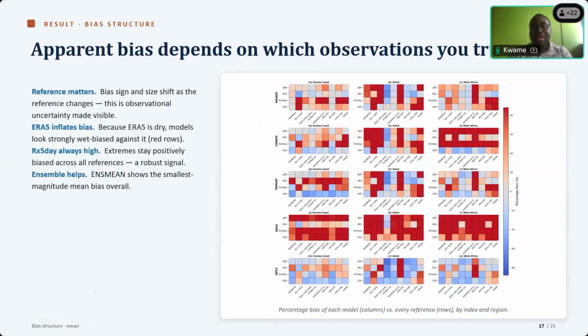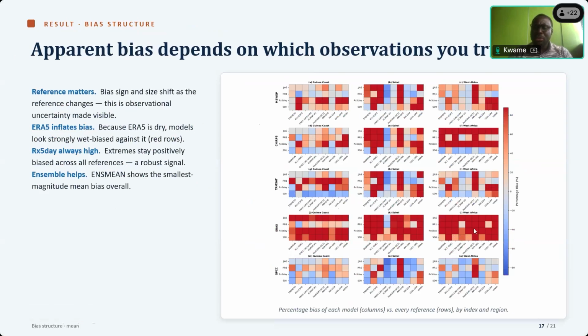Now we decided to represent this using heat maps to show the biases within the data. So a clear picture over here, we see that since ERA5 reanalysis is always providing a dry bias, whenever models are compared to ERA5, there is an extreme overestimation, more than 80% of the data set for the sub-regions and the entire West Africa.